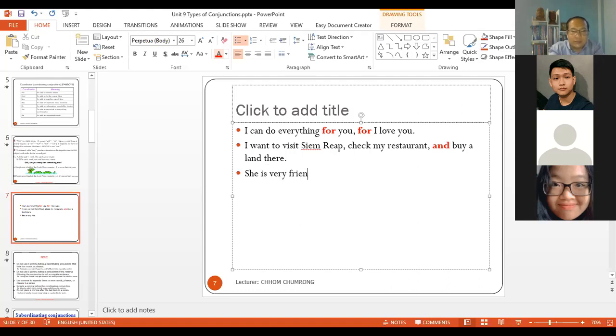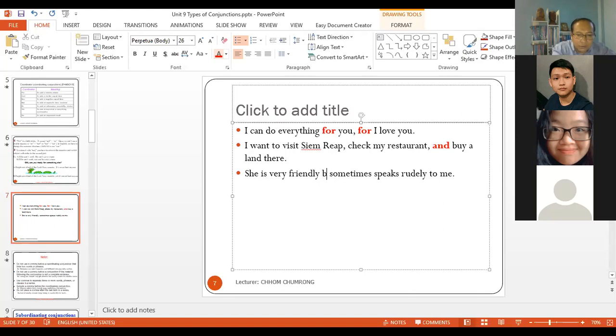Very friendly. But sometimes speak rudely. Look at this sentence: do we need a comma or not, everyone? Yes, teacher. But why would you put a comma here? Why? In sentence ten, do we need a comma or not, everyone?